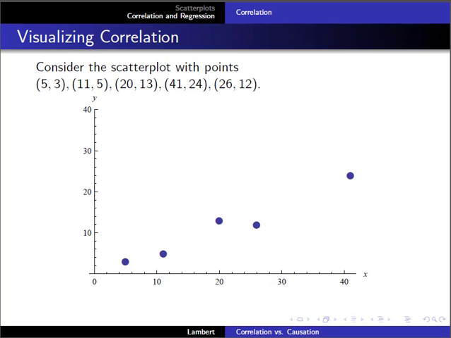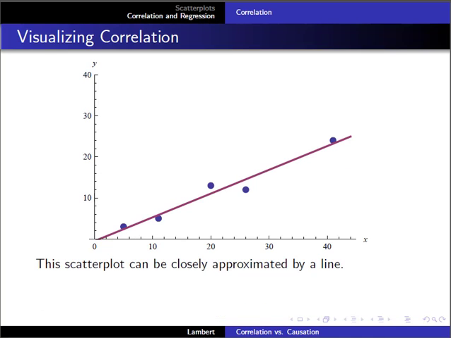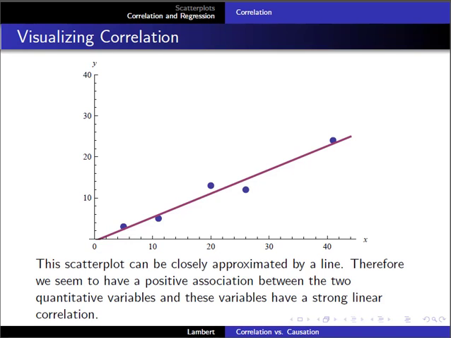You can kind of get the idea as the x value increases. Notice our y value, for the most part, is increasing, with the exception of that (26, 12). Now, does this scatter plot have a linear correlation? Well, yeah, it can be closely approximated by a line. And so what we actually say is it has a positive association, and it's a strong linear correlation. So strongly correlated values based upon those numbers.